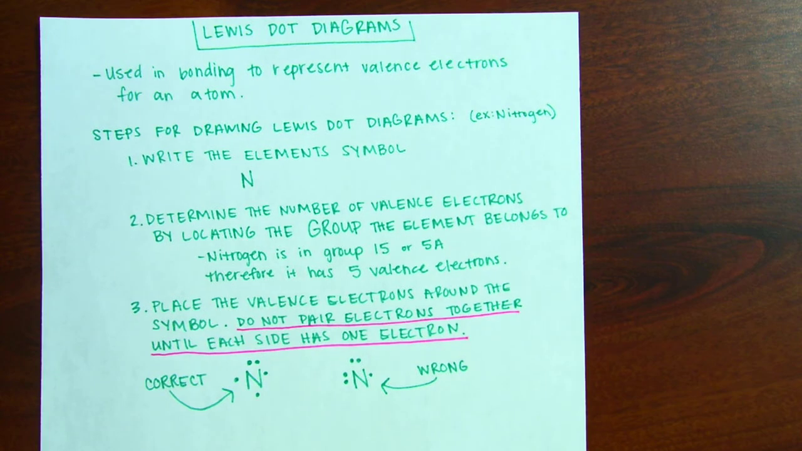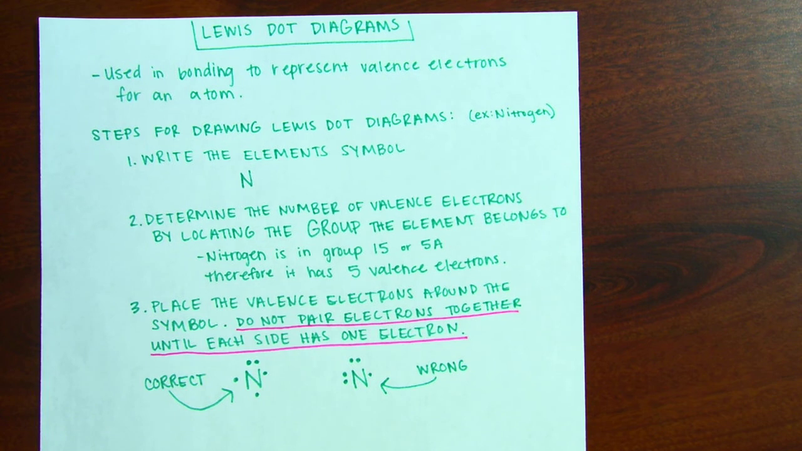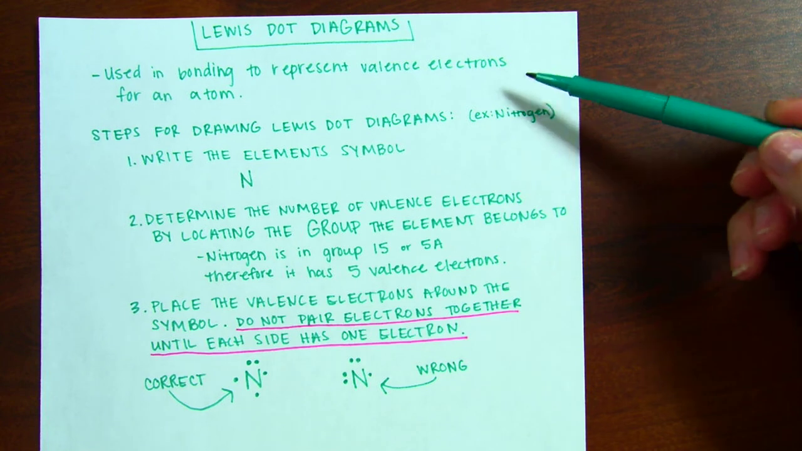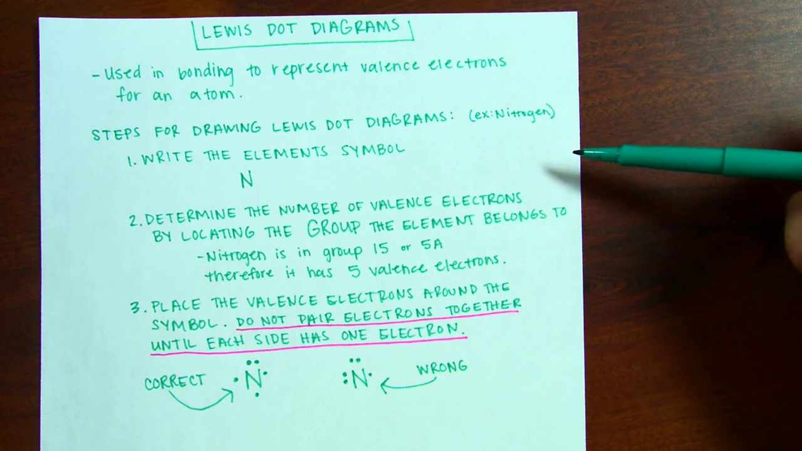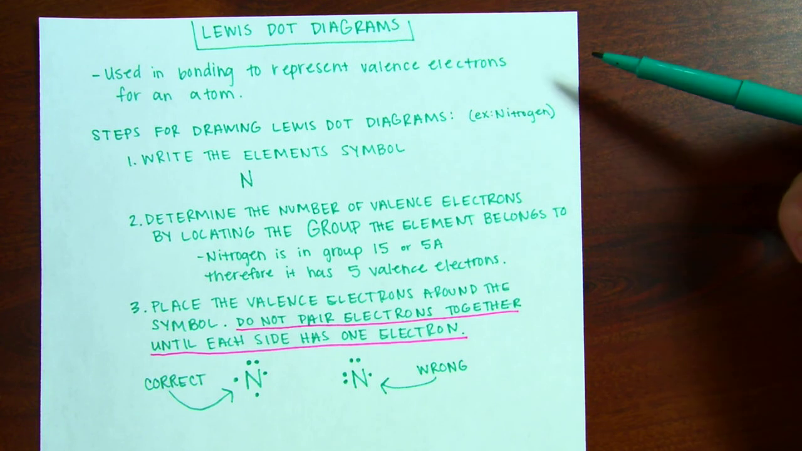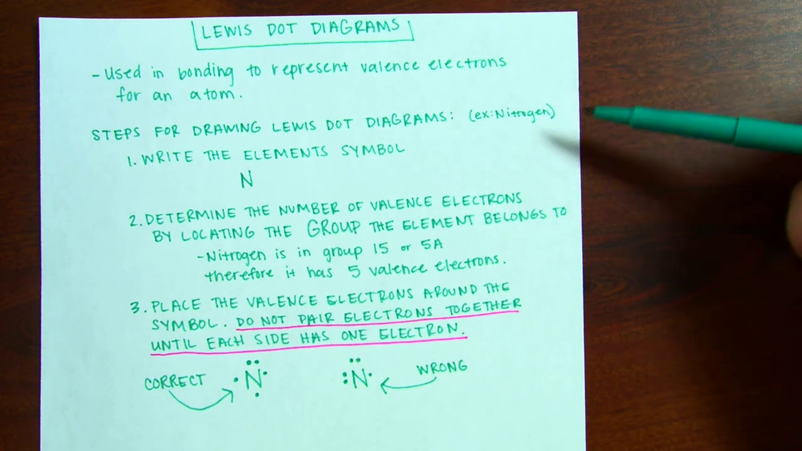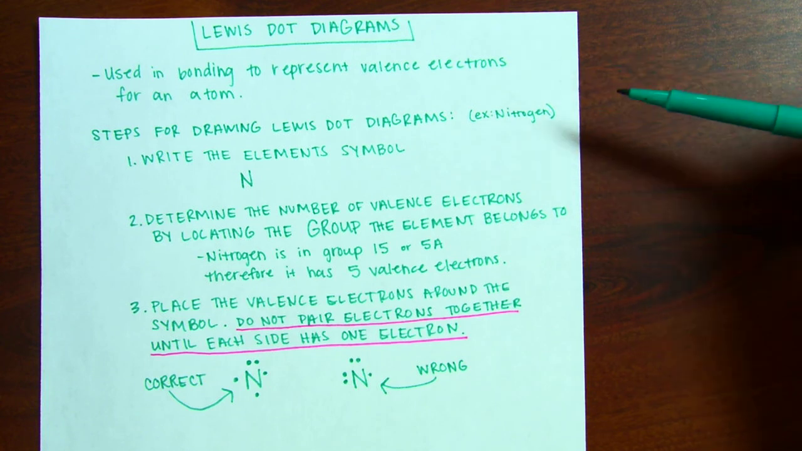And before we really get into bonding, we need to go over a couple things first. So we're going to start with what are called Lewis dot diagrams. What you see here are instructions on how to make a Lewis dot diagram. I'll have these in a file on your Schoology folder for today, so you'll be able to have access to these outside of this video.